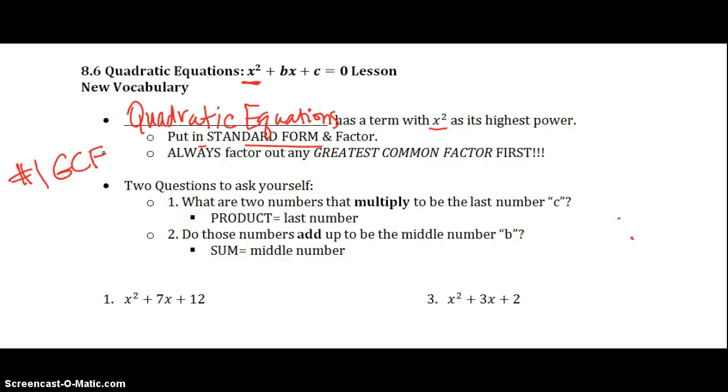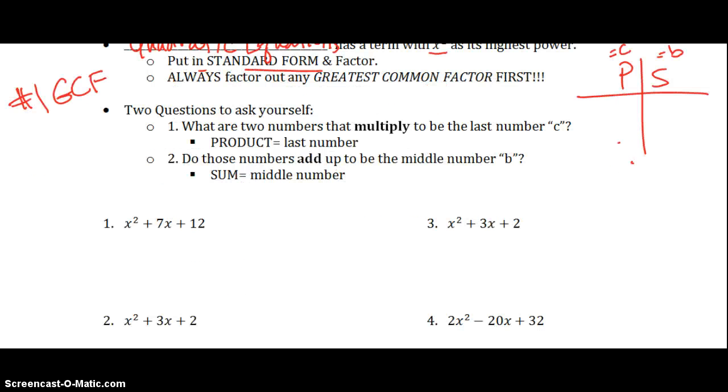The 2 questions that you need to ask yourself are, what are 2 numbers that multiply to give us C, the last term, and what are 2 numbers that add, those same numbers need to be able to add to give us B. Sometimes you'll see us write this as product sum. So the product needs to give us C, and their sum needs to give us B. So let me show you what we're talking about with this first example.